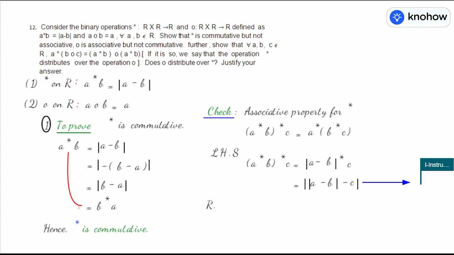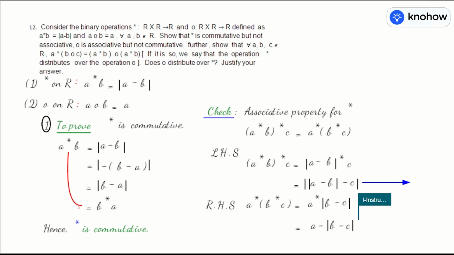And now take right hand side for associative property, that is A star (B star C). It will be A star modulus B minus C, which will be modulus of A minus modulus B minus C. So what do you find from these two? These two are clearly not equal. Shall I take an example and check?